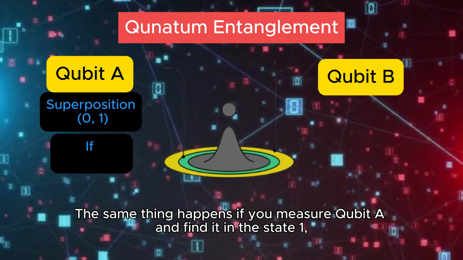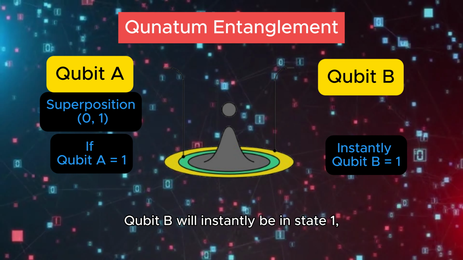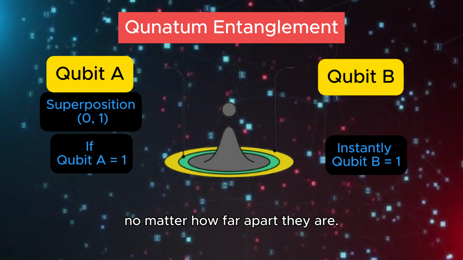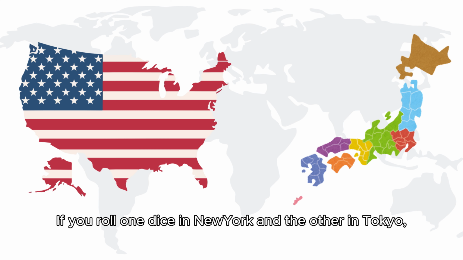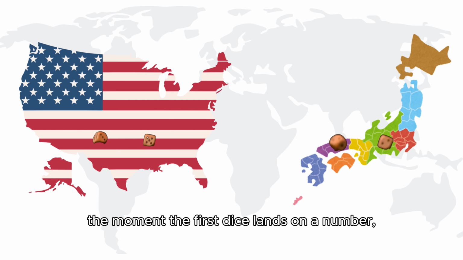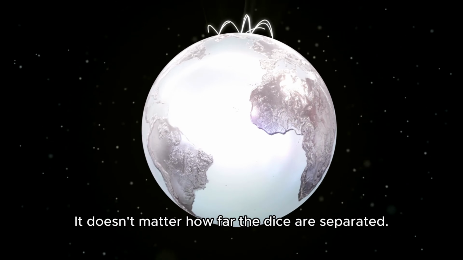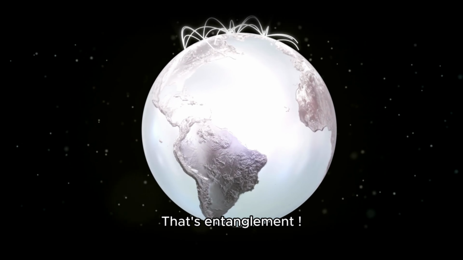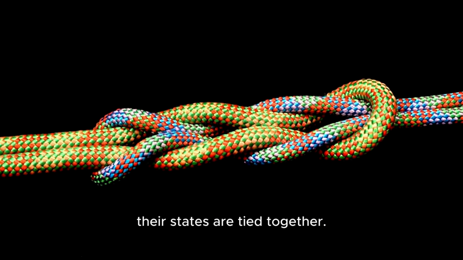The same thing happens if you measure qubit A and find it in state 1, qubit B will instantly be in state 1, no matter how far apart they are. It's like having a magical pair of dice. If you roll one dice in New York and the other in Tokyo, the moment the first dice lands on a number, the second dice will automatically land on the same number instantly. It doesn't matter how far the dice are separated. That's entanglement. The key takeaway here is that when qubits are entangled, their states are tied together.